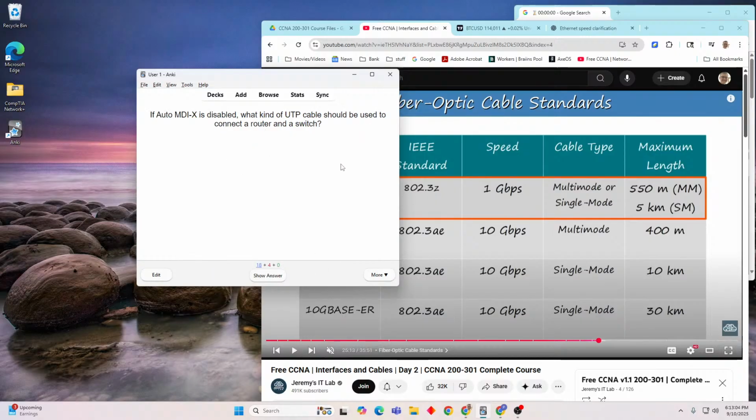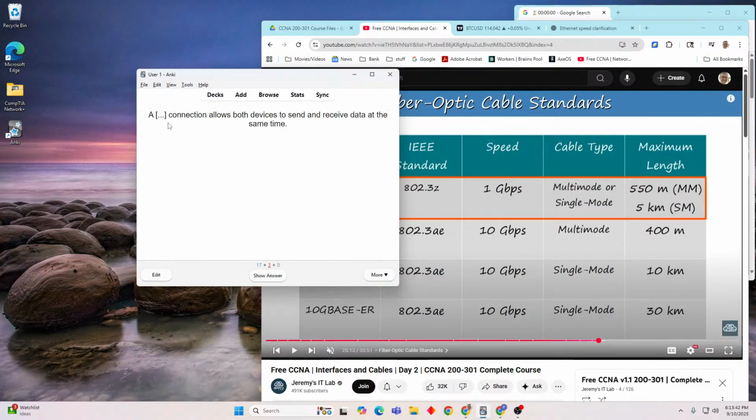What kind of UTP cable should we use to connect a router and a switch? If it's disabled, it will line up perfect. So straight through. How many bits are in 1 megabit? 1,000. Why am I getting that wrong? Why did I think that was 1 bit? How many bits are in 1 megabit? It's 1 million. Bro, mega means 1 million, dude.